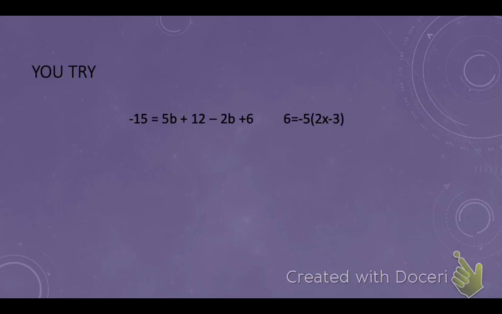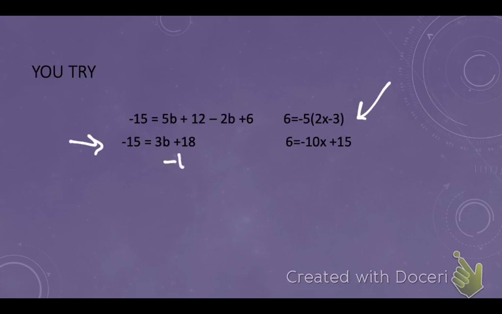Okay, now you're going to check your answer to see how you solved versus how Mrs. Miller solved it, making sure we both have done it correctly. So the one on the left, notice I have combined all like terms, and now I'm left with -15 equals 3b plus 18. The one on the right, I got rid of my parentheses. So let's follow the one on the left first.